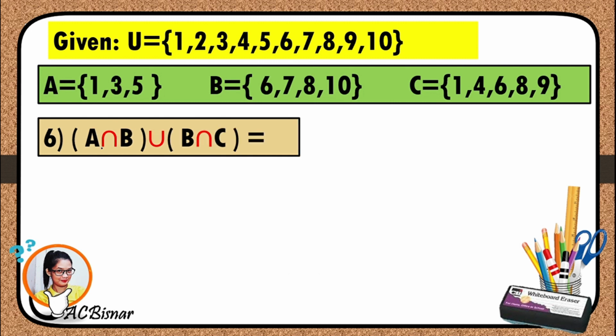In number 6, you need to find first the intersection of A and B and the intersection of B and C before you get the union. Now, how are you going to do that? So let us write our solutions in here. So we need to have more space because the solution will be very long. So what are the elements in A? 1, 3, 5. Then let's get the intersection of this with B. We have 6, 7, 8, and 10.